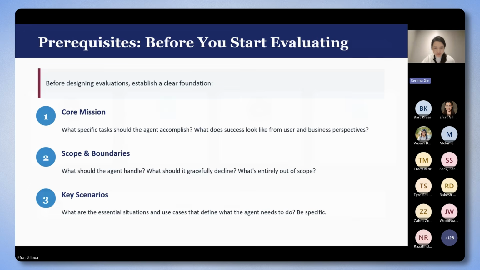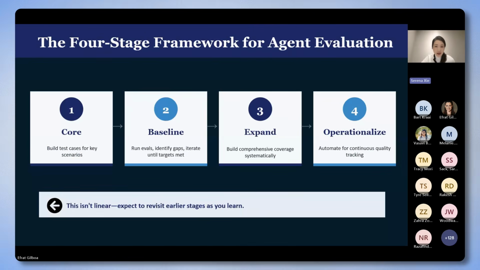So we've seen teams that skip the step and jump straight into the building test cases step, and they may end up measuring the wrong thing. So taking the prerequisite step seriously at the beginning is crucial. And now let's look at this 4-stage framework for agent evaluation.